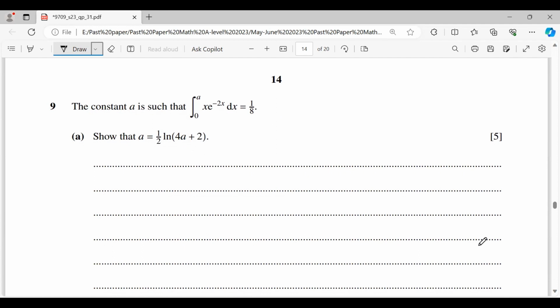Next, number 9. The constant A is such that this integration equals these expressions; show that A equals these expressions. We're going to use integration by parts, that integral u dφ equals u times φ minus integral φ du. So we are going to prove that A equals these expressions through this integration.